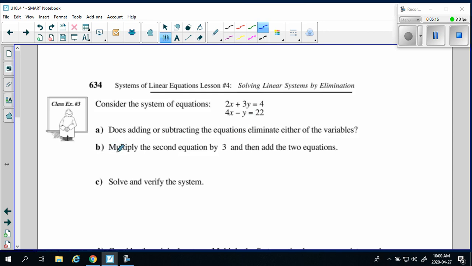But we do have a way around this. We can multiply the second equation by 3 and then add the two equations. So what that means is I can actually just multiply this by 3. So if I do that, I'll have 12x minus 3y is equal to 66. And what that does is it makes it so that I have a matching term with this 3y. So I'll write the red equation underneath.